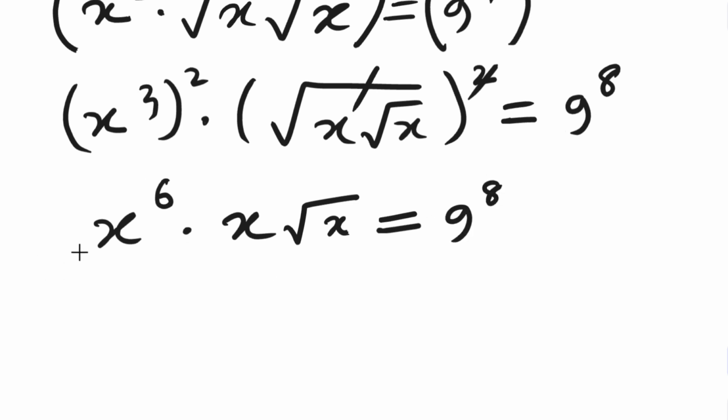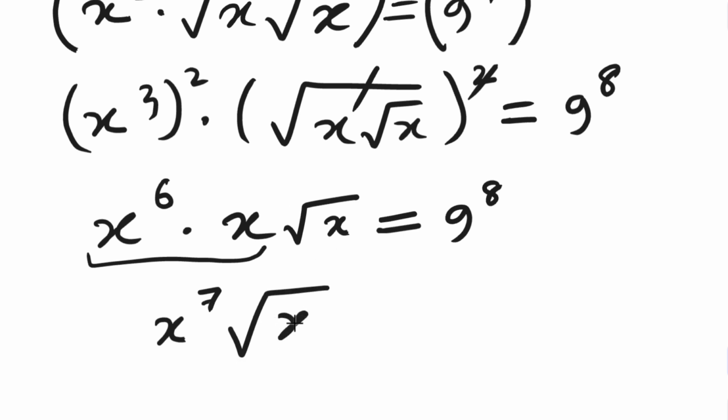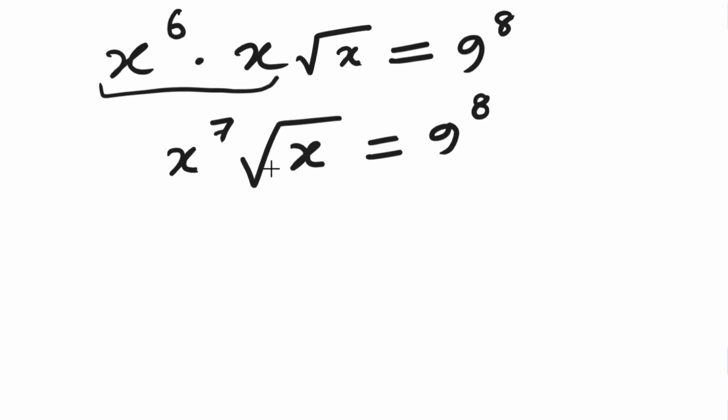Again, combine the powers of x. x raised to the power 6 multiplied by x becomes x raised to the power 7. Therefore, we have x raised to the power 7 multiplied by the square root of x equals 9 raised to the power 8. We still have one square root left, so let's remove it by squaring both sides one final time.